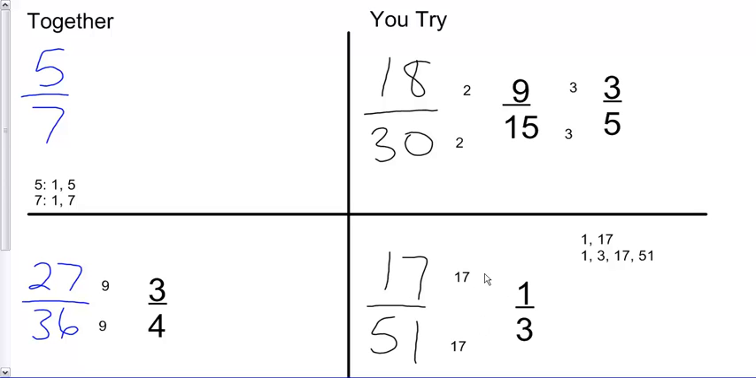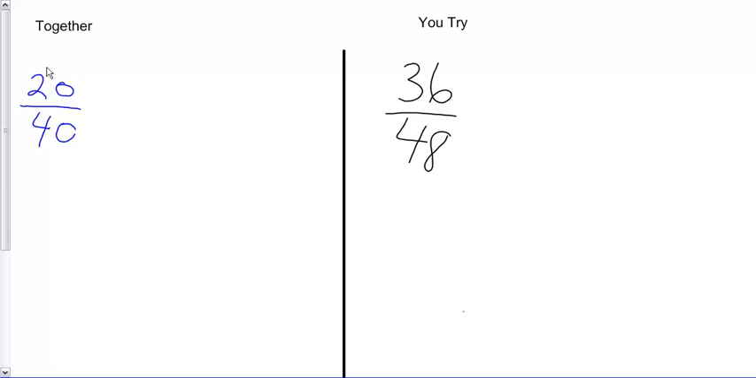Now, 17 over 51. I had to list my factors here. 1 and 17, 1, 3. Now, how did I get 3? That's right, because 5 plus 1 is 6. And when the sum of the digits is a multiple of 3, then the 51 is divisible by 3. So I divided 51 by 3 and got 17. Hey, 17 is my GCF, my greatest common factor. 17 divided by 17 is 1. 51 divided by 17 is 3. And that's how I came up with 1/3.